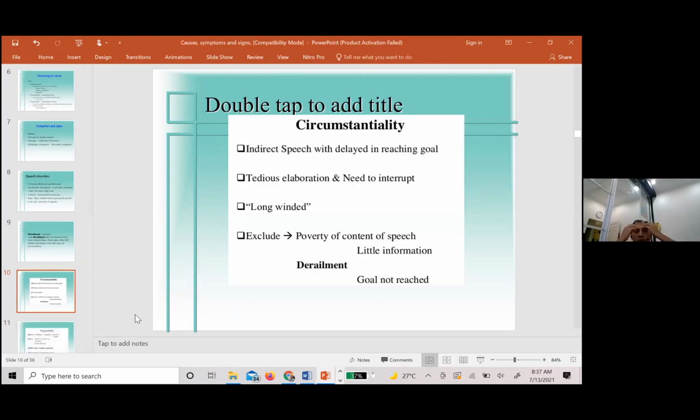Next is what we call circumstantiality. The best way to describe it is beating around the bush. It's not really going to the topic, but just beating around the topic. Example: where do you stay? Today I feel not very healthy. I feel tired, but because the weather in Kuantan is hot and dry, so I'm staying in Kuantan.